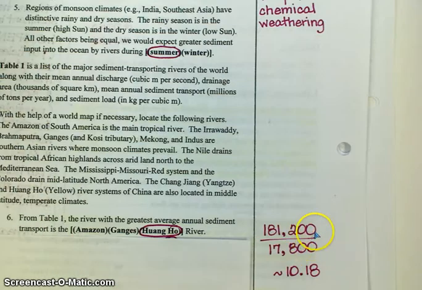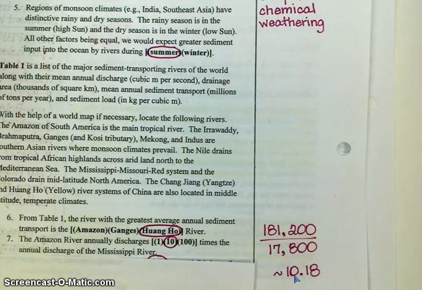Okay, and when you do that math, you come up with just over 10. So that means, for number 7, that the Amazon River is discharging 10 times the water that the Mississippi River discharges. Basically, the Amazon is moving 10 times the volume of water as the Mississippi.